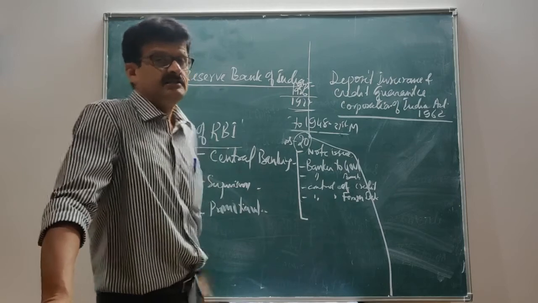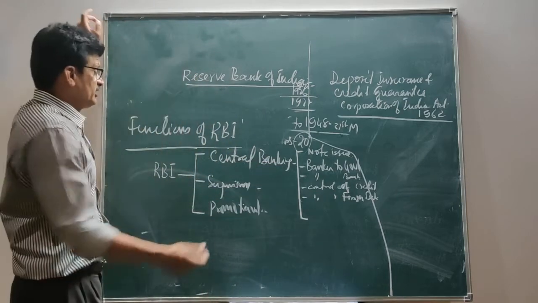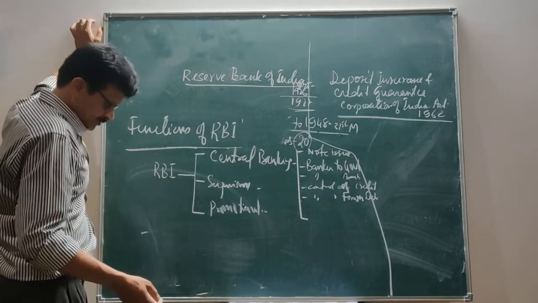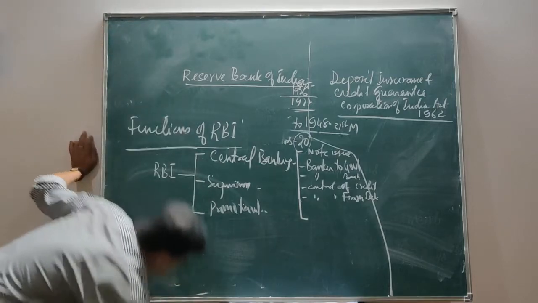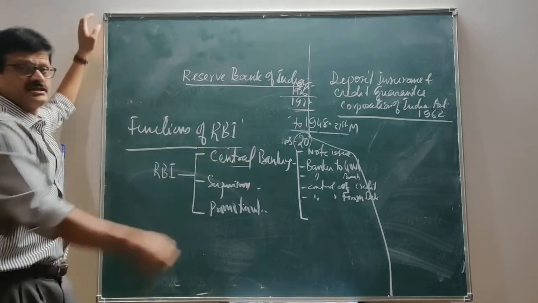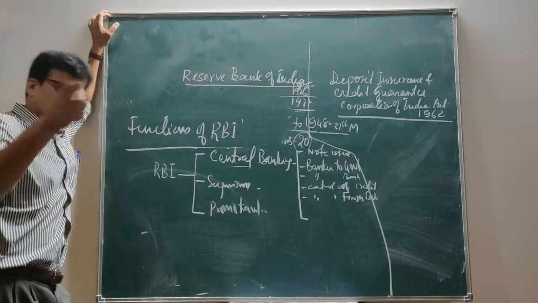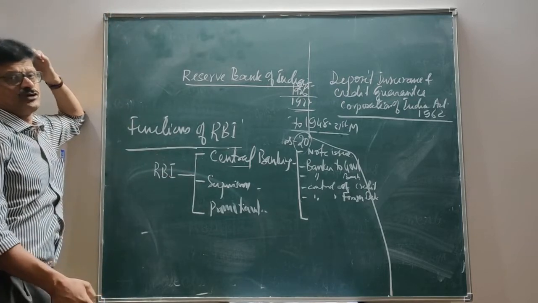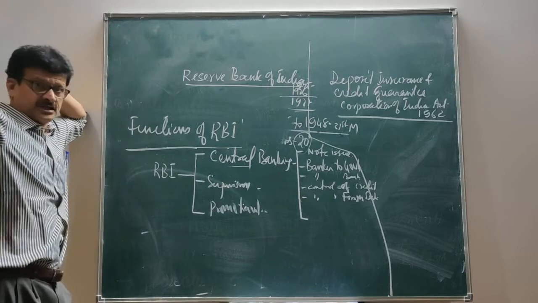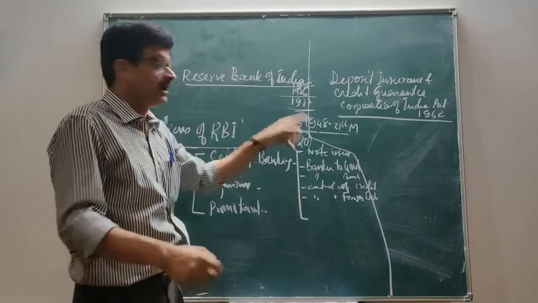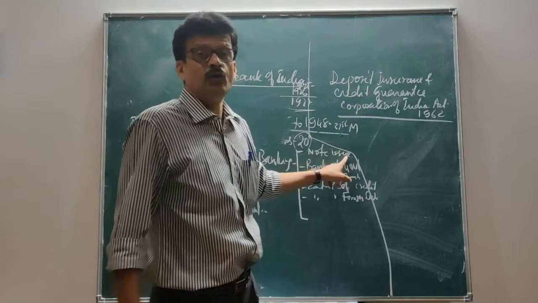RBI as such. The functions of RBI are threefold, namely, 1. Central banking functions. What is that? Central banking function. RBI itself is a central bank of the country. So being a central bank of the country, what are your functions? They are 1. Note issue.